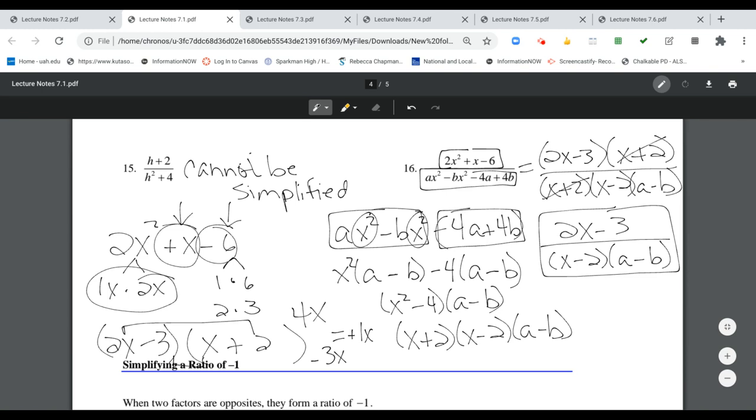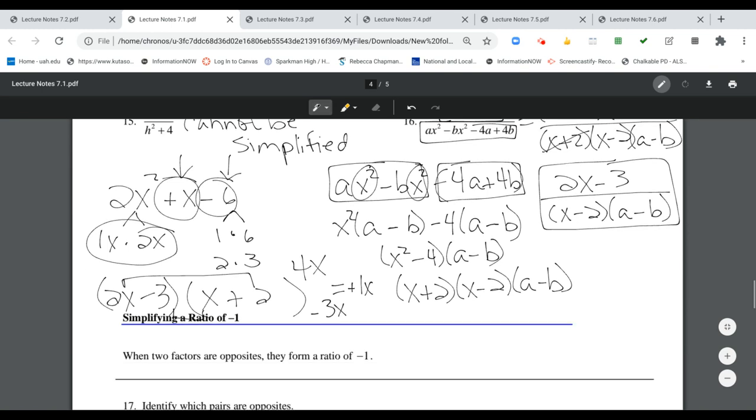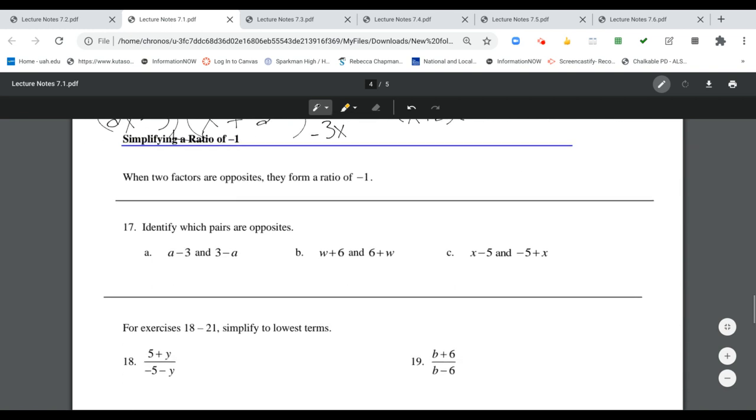All right, now we need to talk about opposites because opposites will come up from time to time. Opposites are when 2 factors are opposites, they form a ratio of negative 1. So opposites would be a minus b and b minus a. These are not conjugates. Notice that I reversed the order. In one problem, it's A minus B. The other one is B minus A. So some examples would be x minus 4 and 4 minus x, 2 minus x and x minus 2. So those are examples of opposites.